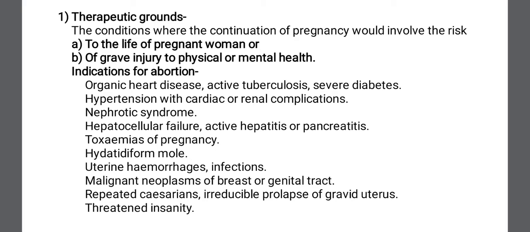Then nephrotic syndrome, again a renal disease, where there is high proteinuria and all. You might have studied it in systemic pathology. Nephrotic syndrome cannot continue with the pregnancy. Then hepatocellular failure, meaning some liver damage, or active hepatitis or pancreatitis, cannot continue with the pregnancy. Then toxemias of pregnancy, which you will study in detail in third year in obstetrics. Toxemias of pregnancy, called preeclampsia and eclampsia, because continuation of the pregnancy can cause convulsions and even the death of the pregnant lady, cannot continue with the pregnancy. Hydatidiform mole, again you will study in obstetrics in third year.